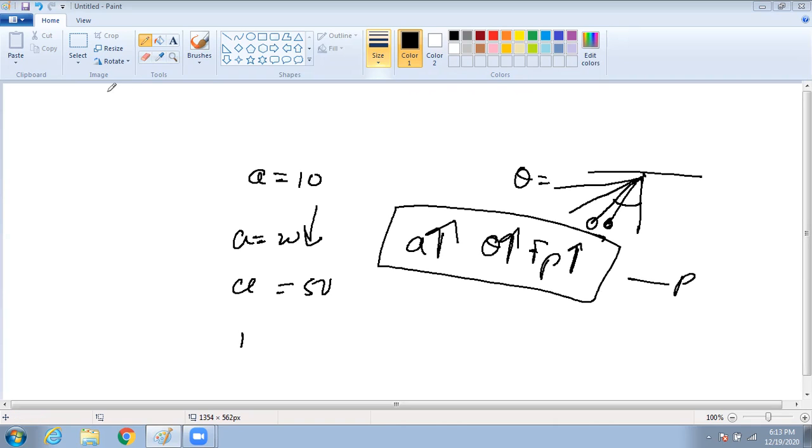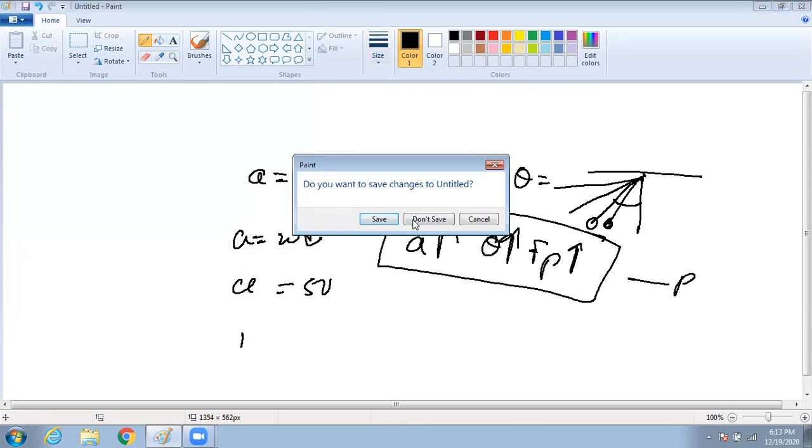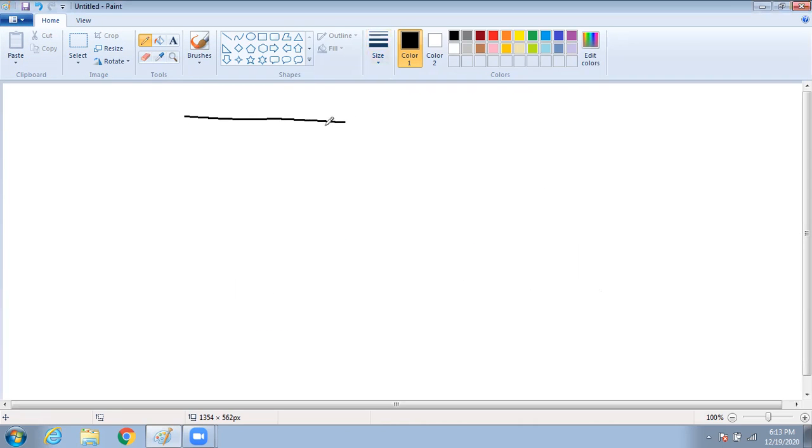Okay, so let's do a small problem. Let's do a small problem again, because physics is all about problems. Okay, so what is there? There is again a lift.